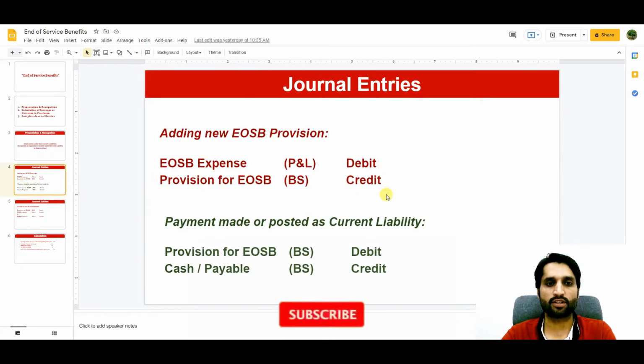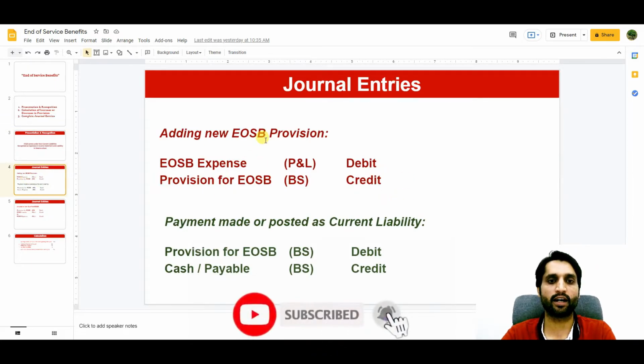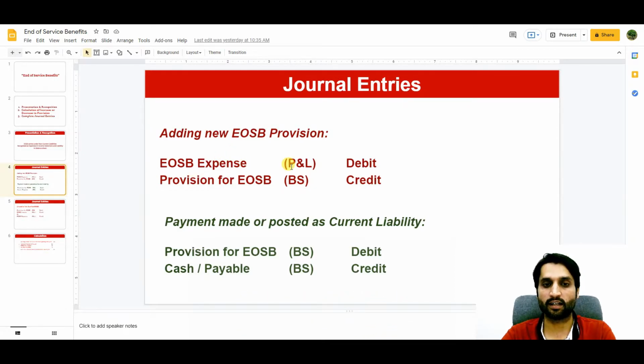Here we have the journal entry for adding a new end of service provision. End of service benefit expense in profit and loss, or the income statement, will be debit, as our expense is increasing. Secondly, provision for end of service benefits in the balance sheet will be credit, as our liability, a non-current liability, is increasing. So when we are recording this end of service benefit, this is the entry we are passing.